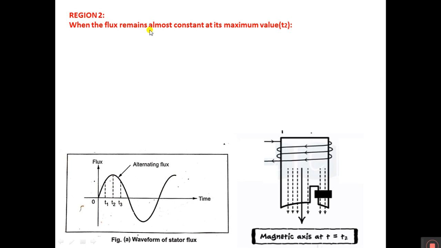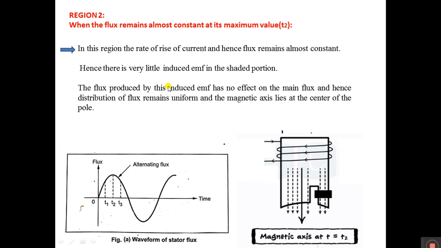At T2, the flux remains almost constant at its maximum value. So in this region, the rate of rise of current, and hence of flux, remains almost constant. The rate of rise of current is very small here, so the flux remains constant. Hence, there is very little induced EMF in the shaded portion.